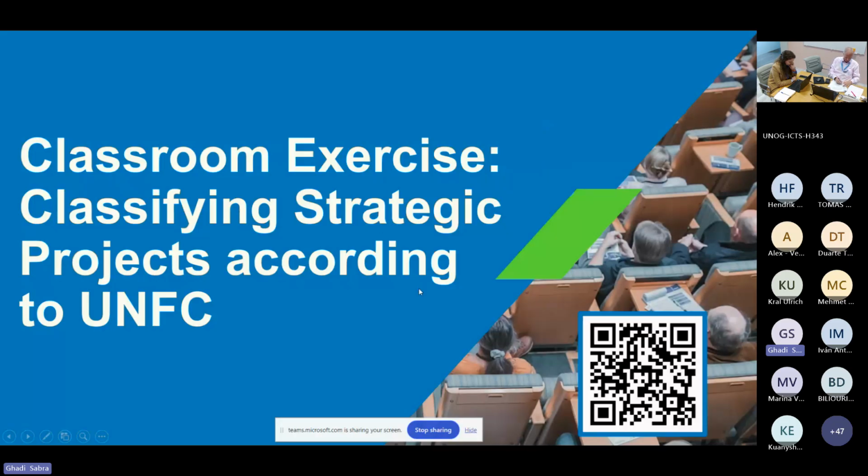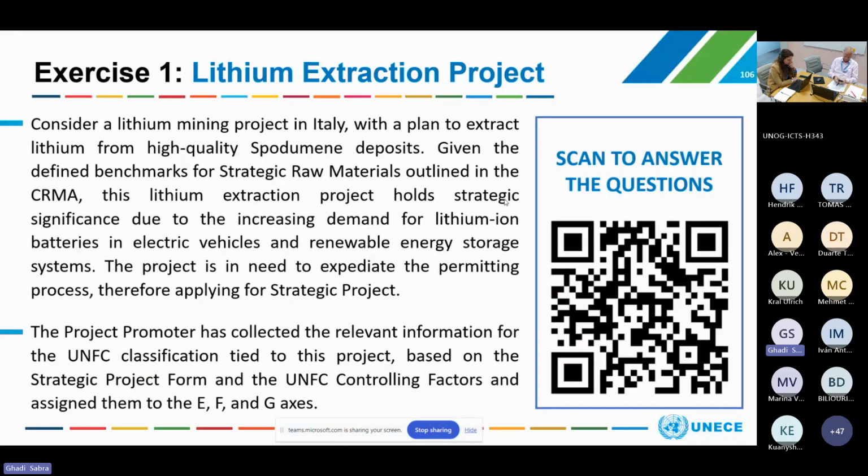So the process is I will give you the problem, we will go through it, we will see the question, and through the Slido with the QR code here, you will be able to answer, and we'll see what the answer is and the justification behind it. So without further ado, if you scan the QR code, you will be joined to the poll. And then after a couple of seconds, when we run into the question, you will start being able to answer. So let's start with our first exercise, lithium extraction project.